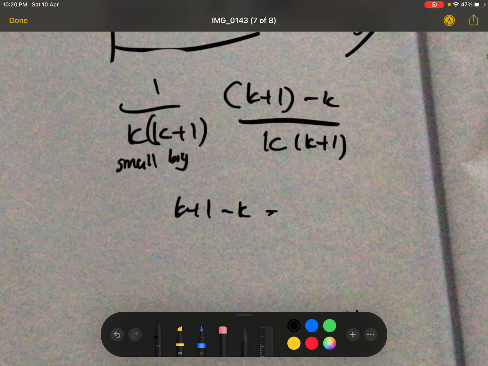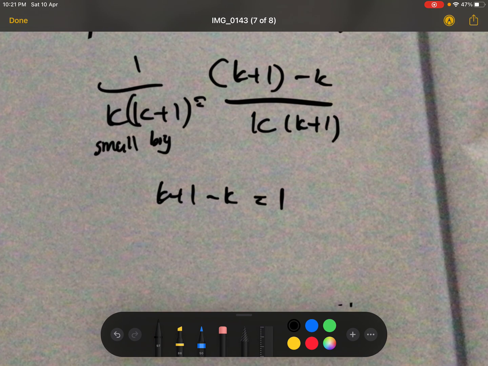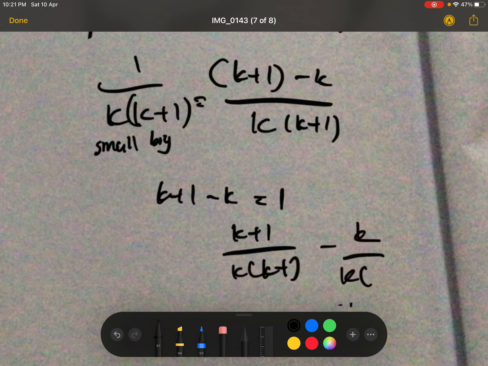Right. Because technically, k plus 1 minus k still equals 1, right? So you can write this thing. This is correct, because k plus 1 minus k is still equal to 1. And then after that, you separate it into two separate fractions: k plus 1 over k plus 1 minus k over k plus 1.